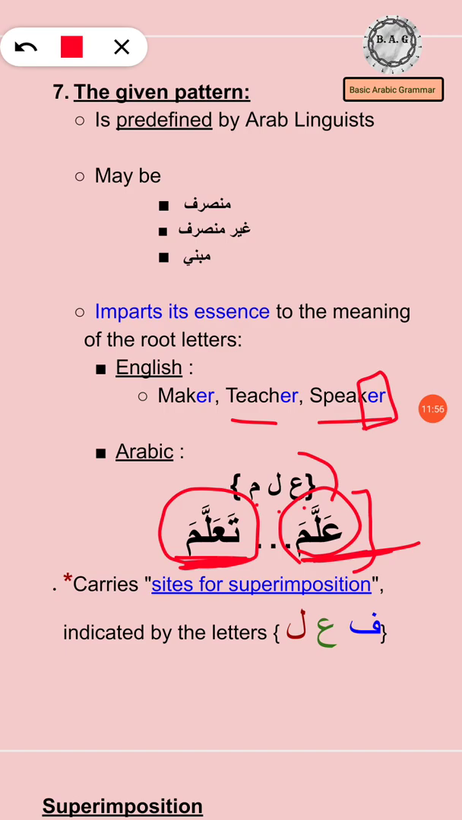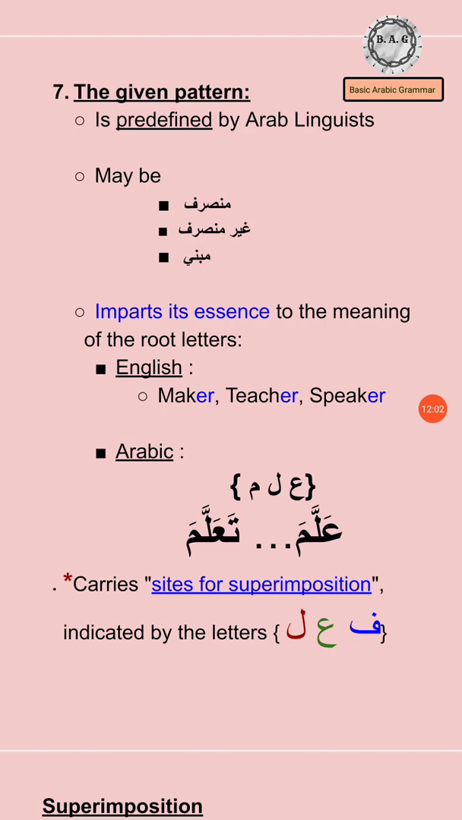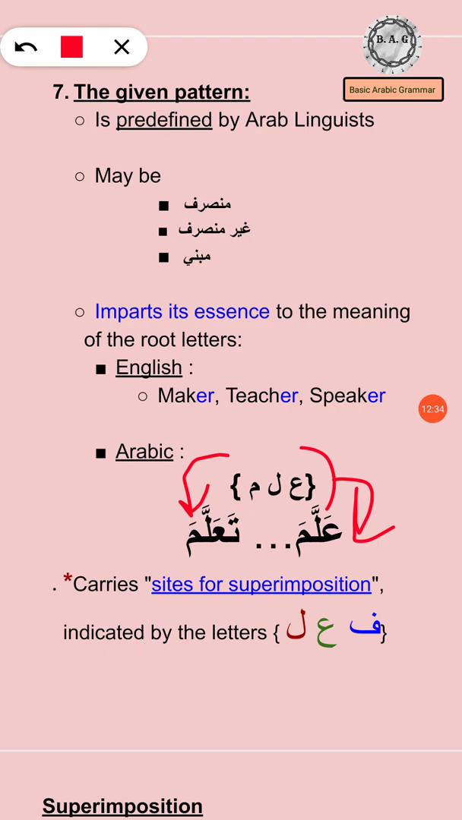This is something that we're going to learn in detail in the fa'ala section, inshallah. That's when we are going to come across it again. So the given pattern imparts its essence to the meaning of the root letters. I hope this is clear. Because ilmun itself, ain lam mim, simply means knowledge. Now allama is the pattern in which this knowledge is imparted, and ta'allama is the one when this knowledge is received. So teaching and learning.